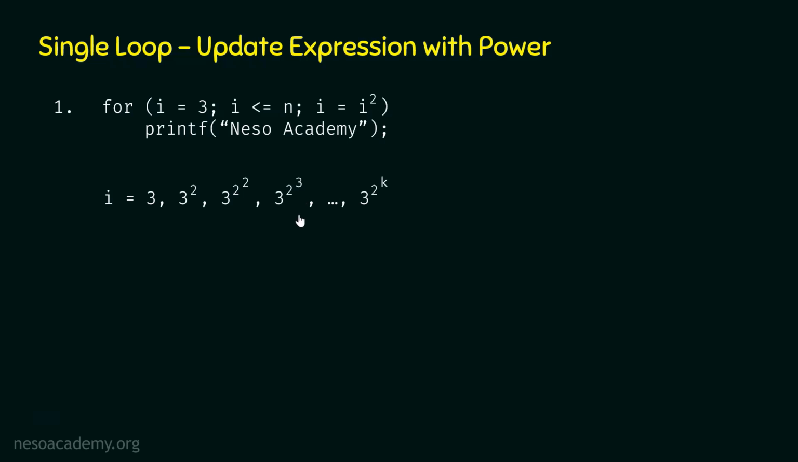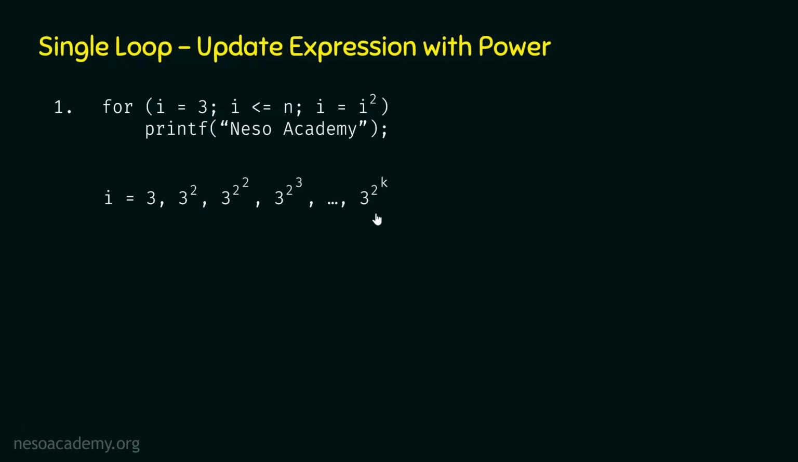Can you observe the pattern here? The power of 2 is always 1 less than the iteration number. If we are in iteration number 4, then the power of 2 is 3. If we are in iteration number 3, then the power of 2 is 2. If we are in iteration number 2, then the power of 2 is 1. Similarly, here we have 2 power k.